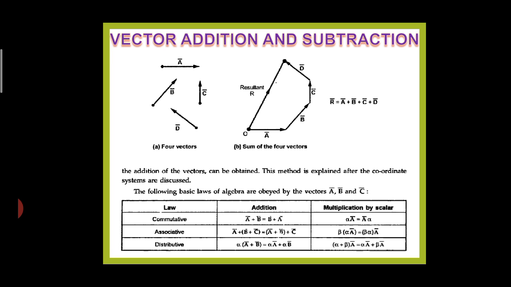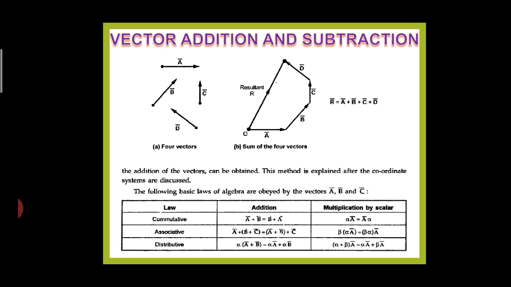Here are the different figures. First is four vectors A bar, B bar, C bar and D bar in different directions. And the second figure shows the sum of the four vectors A bar, B bar, C bar and D bar, and this is the resultant R, capital R. So capital R equals A bar plus B bar plus C bar plus D bar. So these are the exact additions.